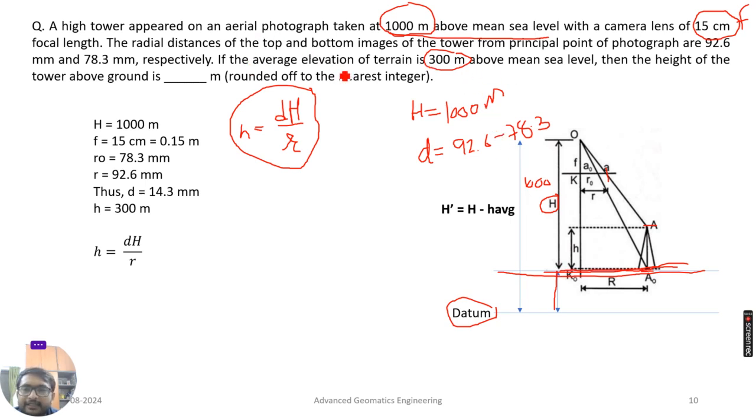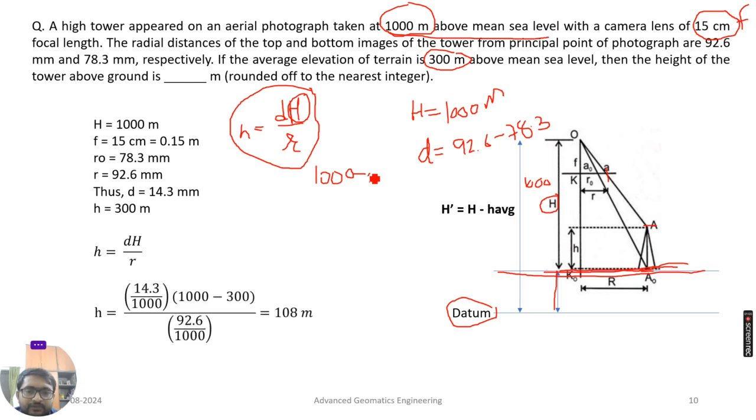It is given that the average elevation of the terrain is 300 meter above the mean sea level. So overall H will become 1000 minus 300. So we have to consider 1000 minus 300, which will be around 700 instead of directly considering 1000. So that is the catch in this question.